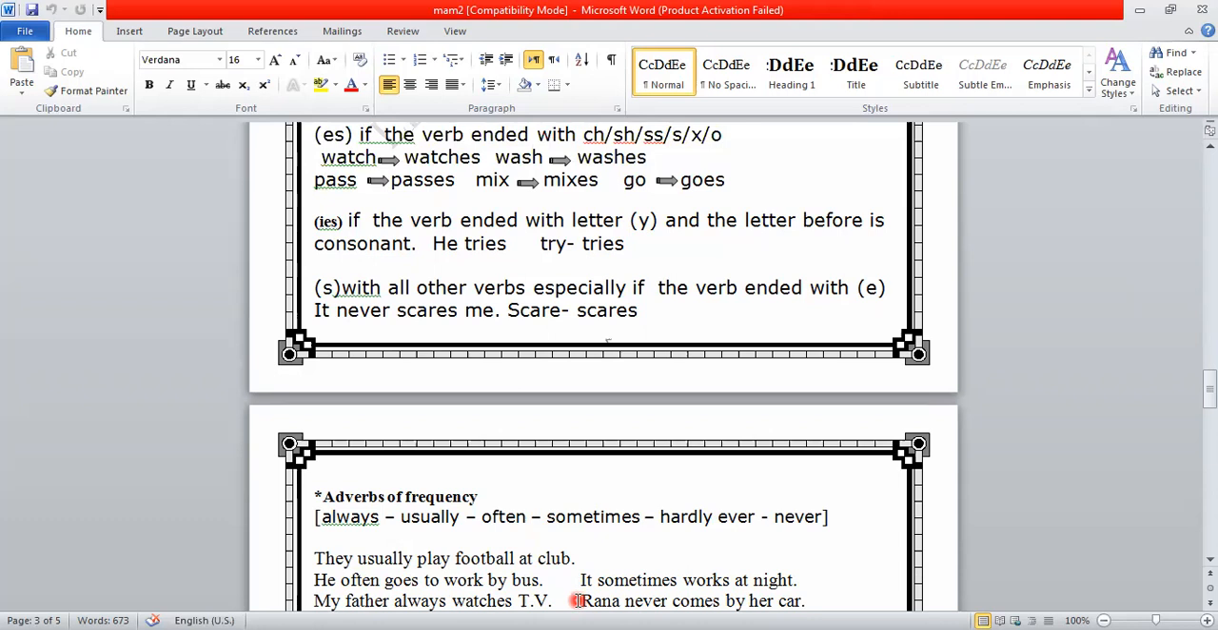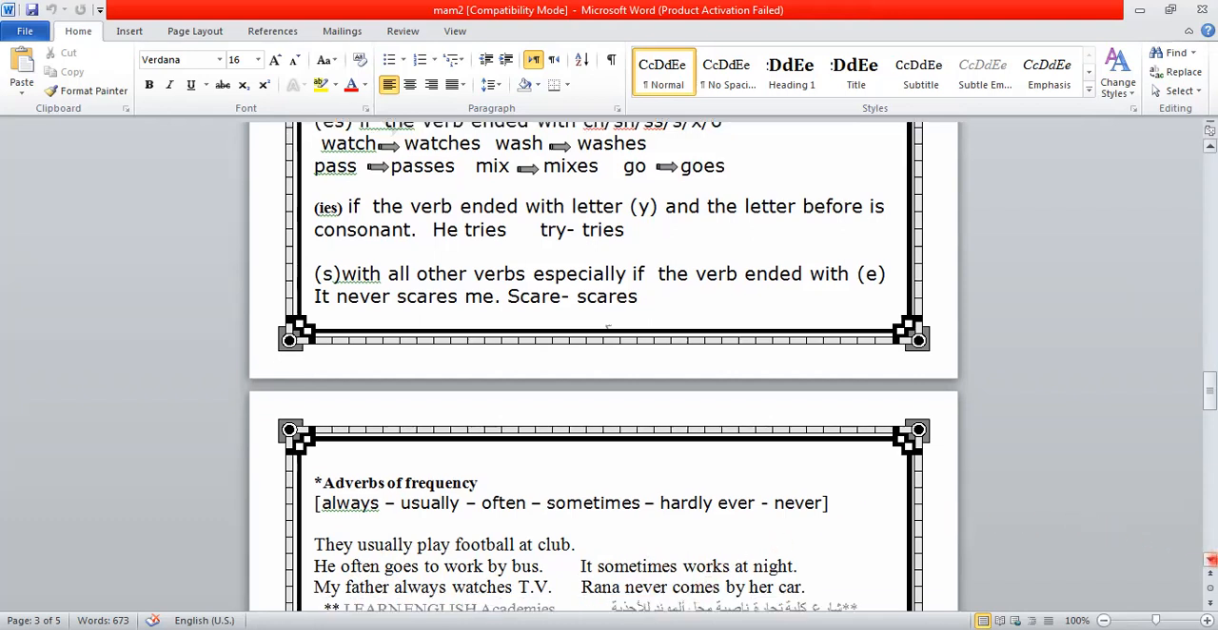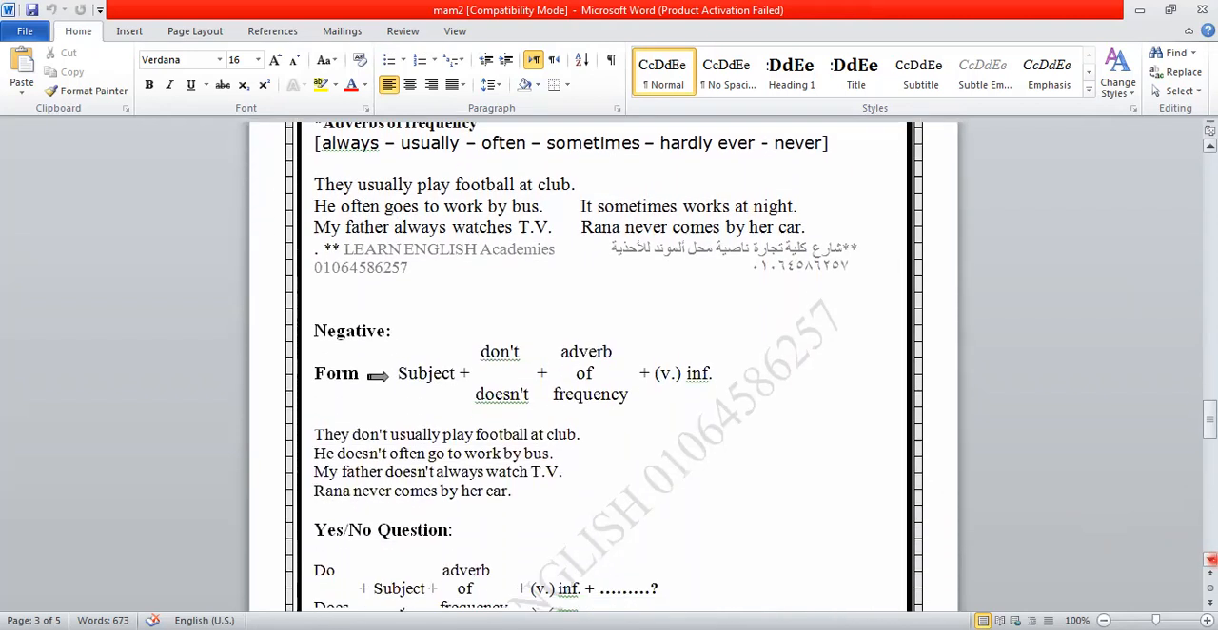If we observe here, we use the adverb of frequency before the verb. Like in sentence number one, the main verb is play, and we put usually before the main verb play. Often goes, always watches, sometimes works, and never comes. That's right. Okay.